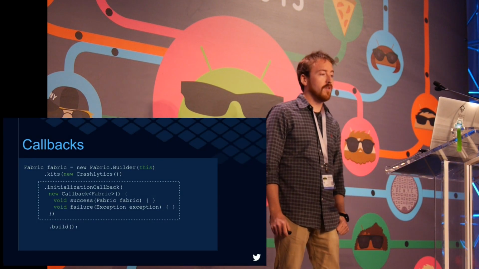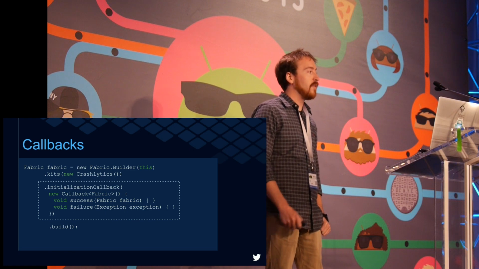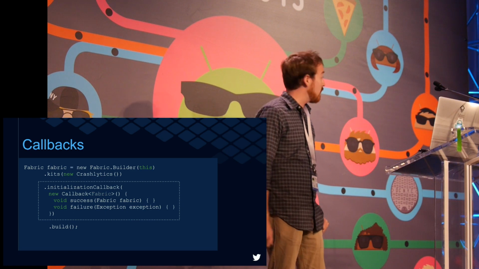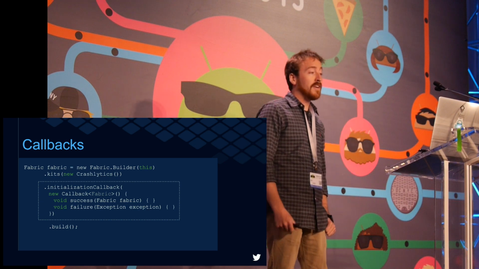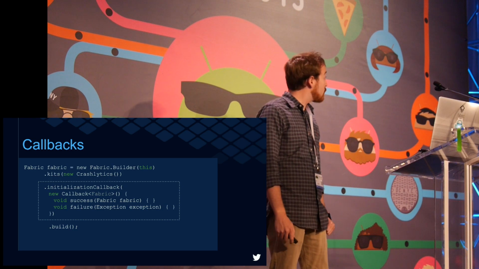Part of making extensible code is allowing the developers to choose to be notified when certain behavior happens. Here's an example of initializing Fabric with the builder pattern. We set an initialization callback that notifies the user once all synchronous and asynchronous setup is done, or if there were any issues.